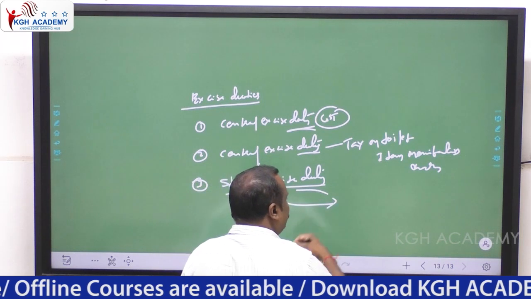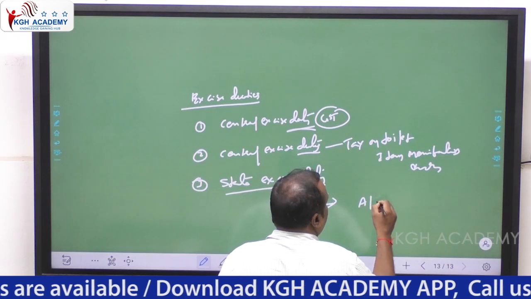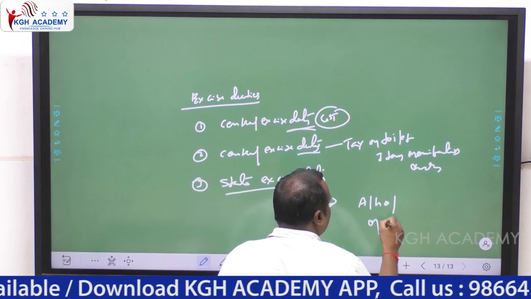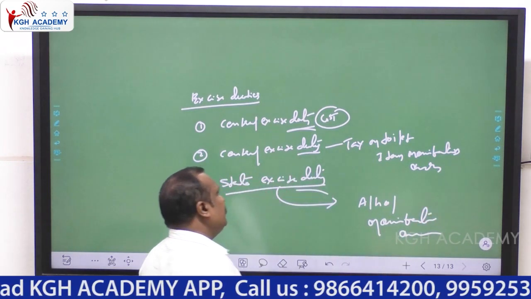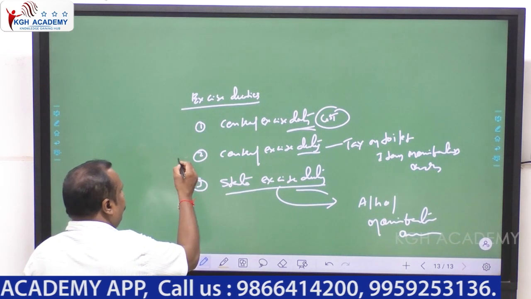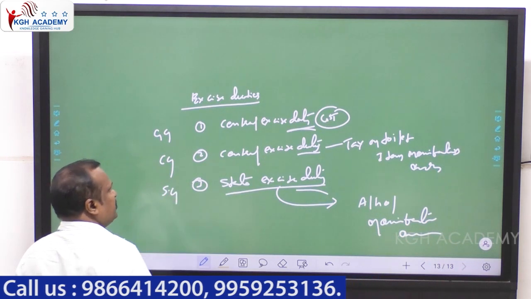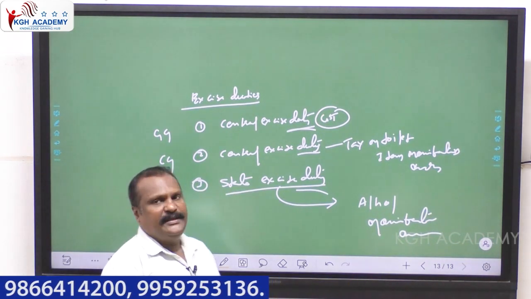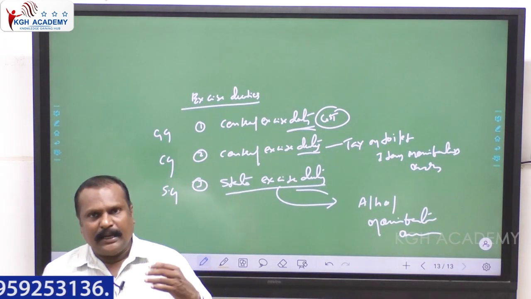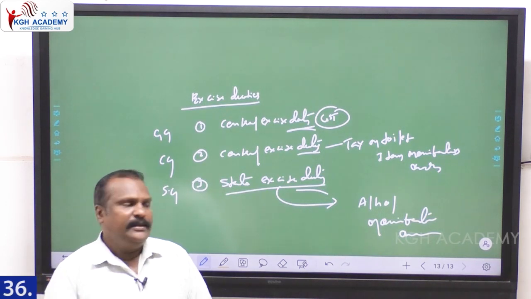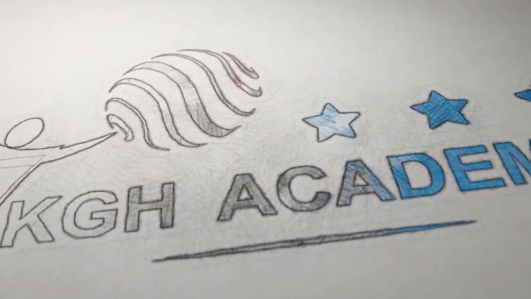Then come to the state excise. The tax which is levied by the state government on the manufacturing of alcohol. Alcohol manufacturing industries. Okay. So like that, you know, this is levied by the central government, that by the state government. Like that, we have the classification of the taxes based on the levying, imposition, collection or the consumption. Okay, then come to the another one.